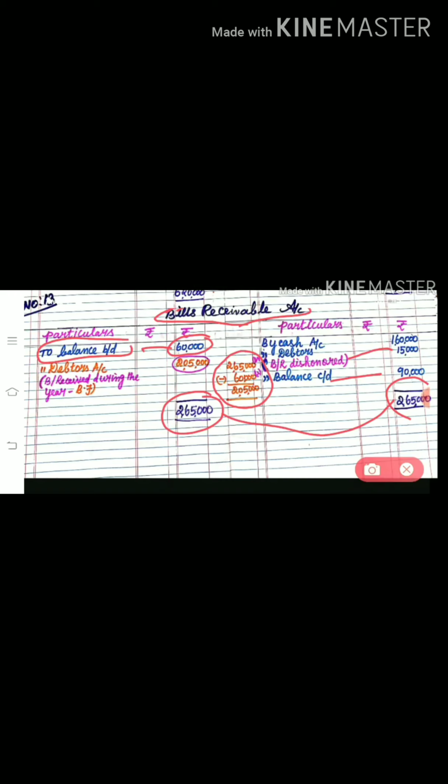The remaining total value is 2,05,000. This value is known as bills received during the year, that is the balancing figure. The net result is 2,05,000. This is the bills received. Now the second account.